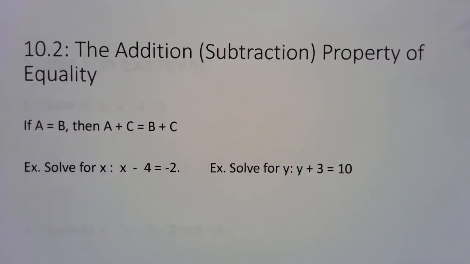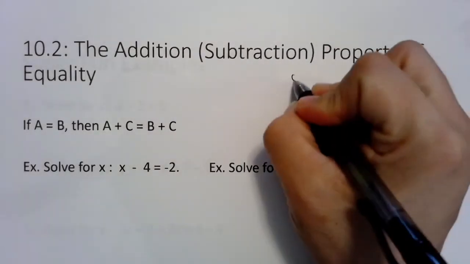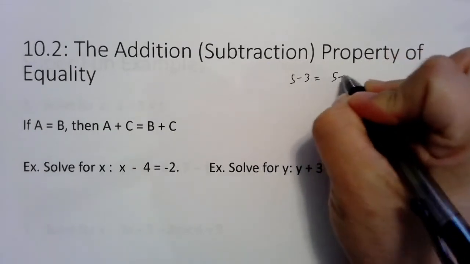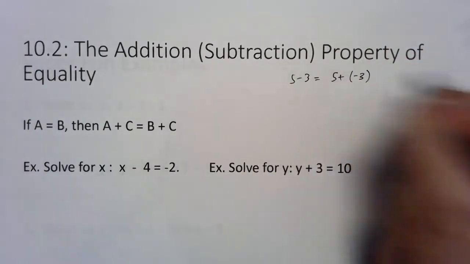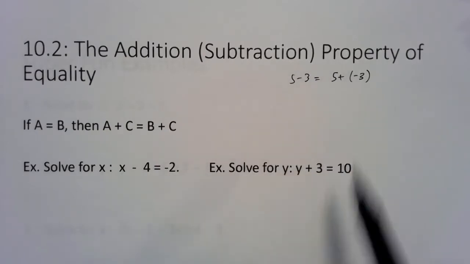Hi, welcome to section 10.2. This is dealing with the addition, which is also considered subtraction, property of equality. Why could I say that it's also subtraction? Remember that any subtraction problem can be rewritten as an addition problem. For example, you can write 5 minus 3 as 5 plus negative 3. So when you say addition property, you're basically talking about subtraction as well.